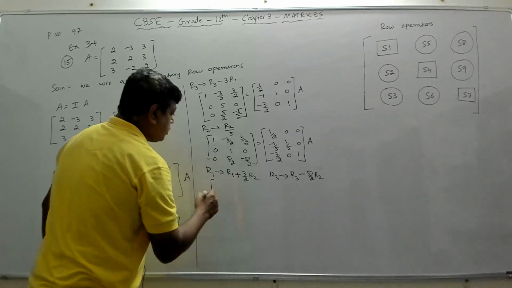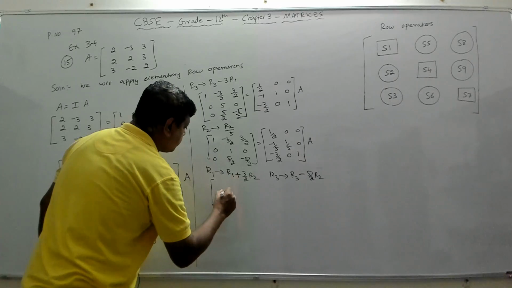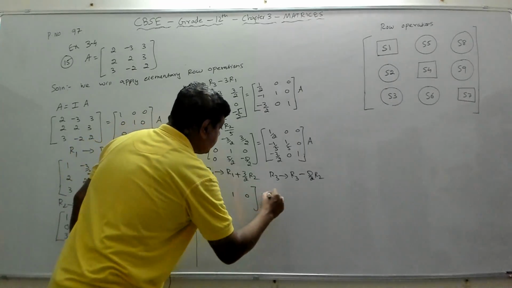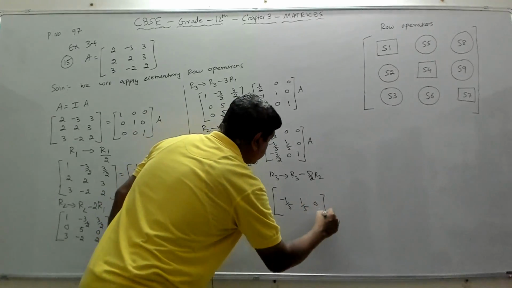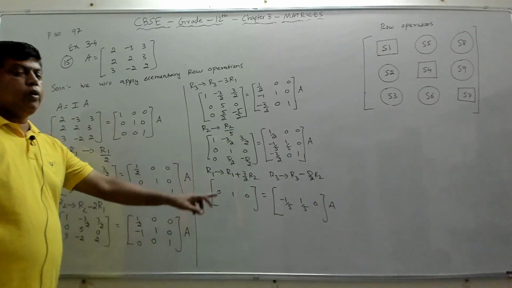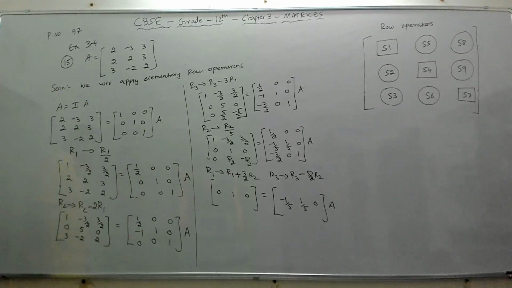So which row is getting changed? R1 and R3 are getting changed. So R2, no change. I will write R2 first. R2 I have written. Here also I will write R2: minus 1 by 5, 1 by 5, 0. And this is A. Now R1 is going to get changed. My R1 is going to get changed. So R1 is R1 plus 3 by 2 of R2.